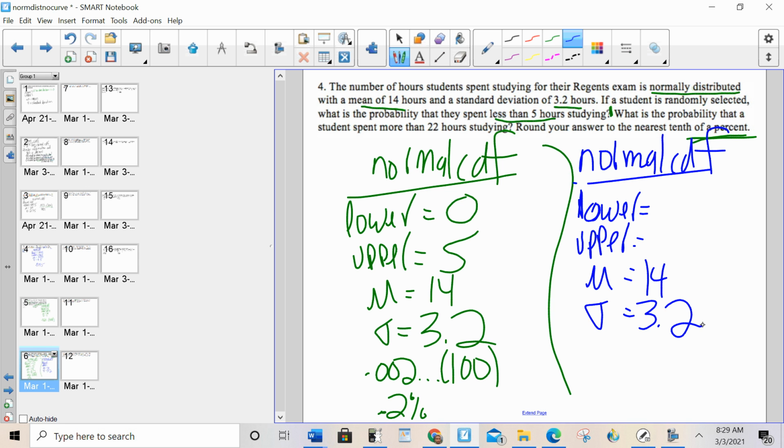And now it wants more than 22. So I want you to think about what it means that this thing is more than 22. If it's more than 22, the lowest it could possibly be is 22.00000001, but whatever, 22 is sufficient. So if it's more than 22, that means my lower is 22. My upper, well, it can go on forever.